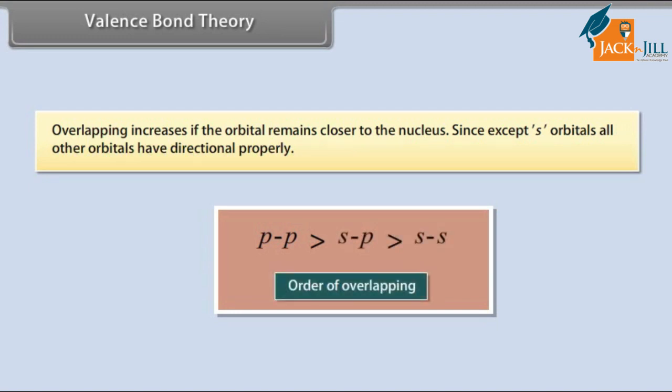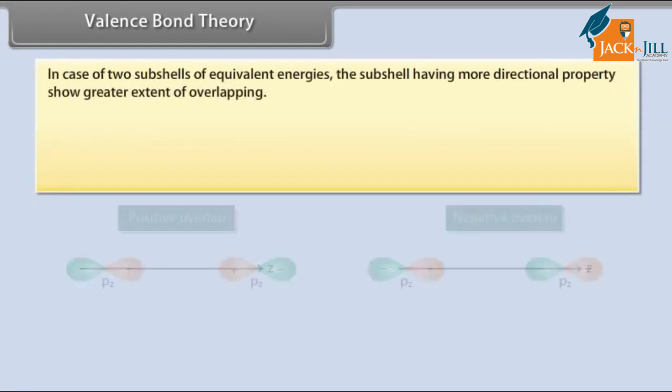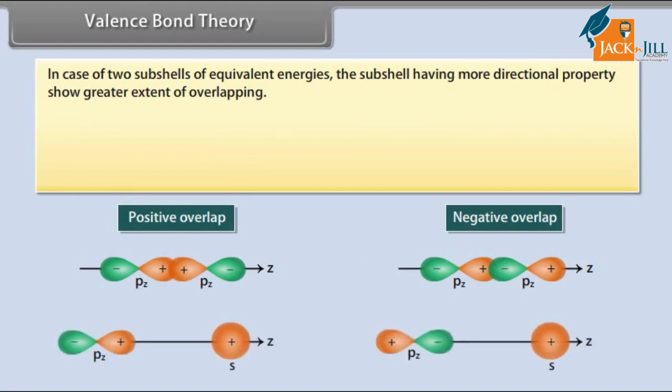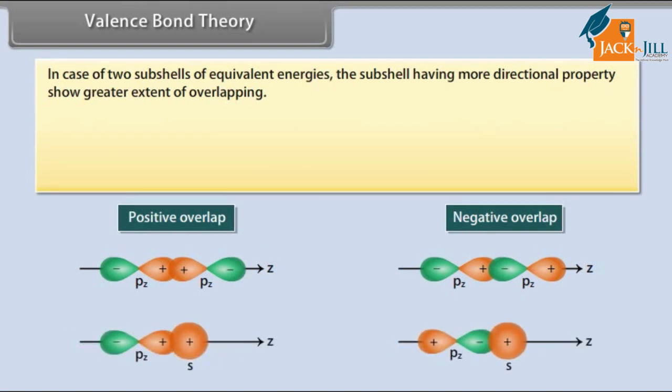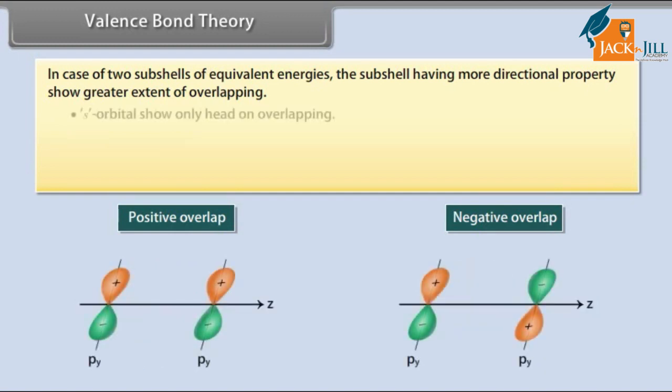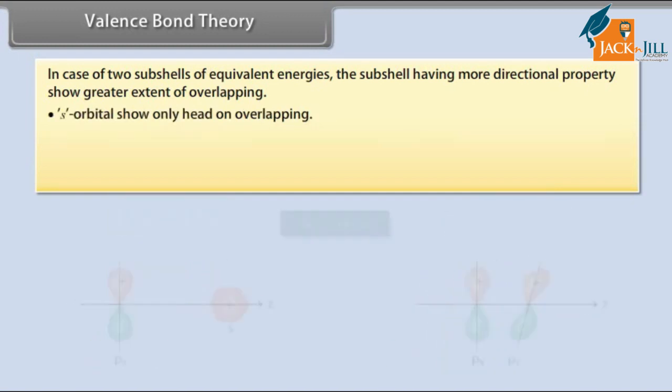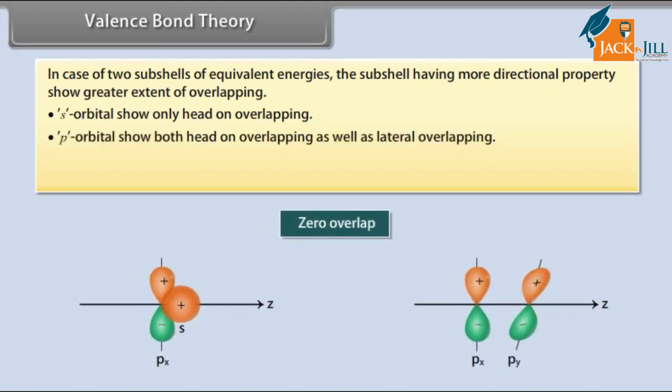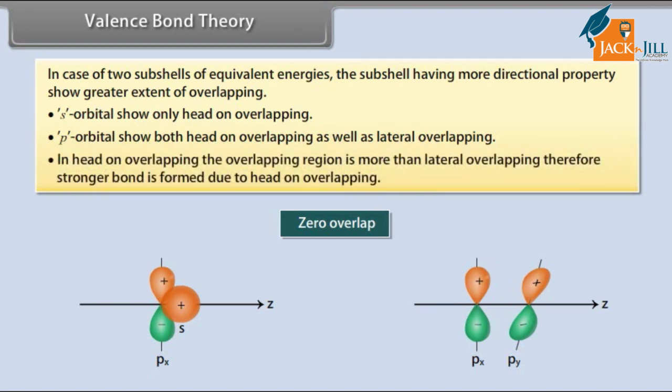Since except s orbitals, all other orbitals have directional property. In case of two subshells of equivalent energies, the subshell having more directional property shows greater extent of overlapping. S orbitals show only head-on overlapping. P orbitals show both head-on overlapping as well as lateral overlapping. In head-on overlapping, the overlapping region is more than lateral overlapping. Therefore, stronger bond is formed due to head-on overlapping.